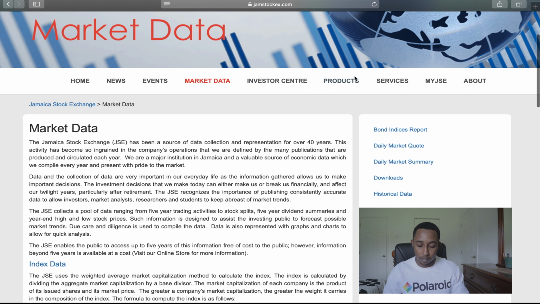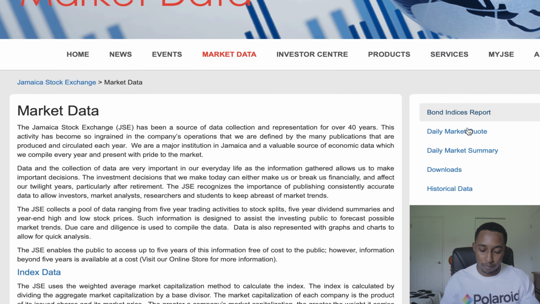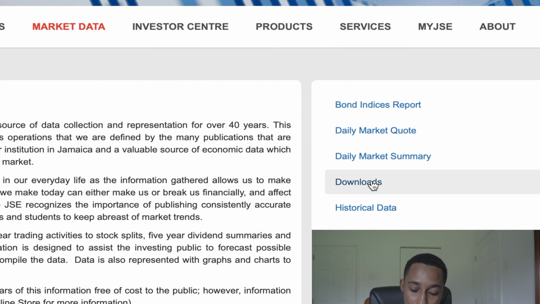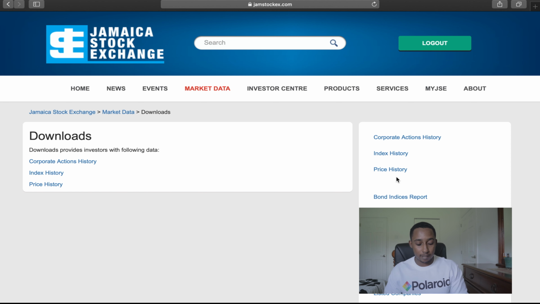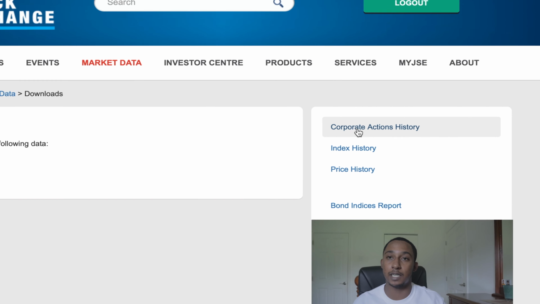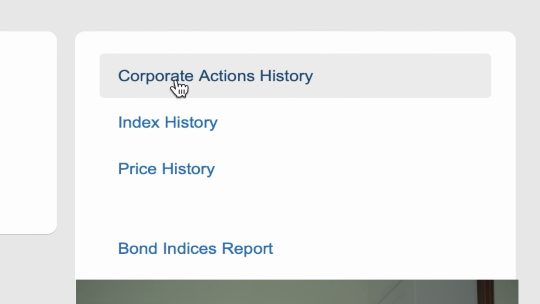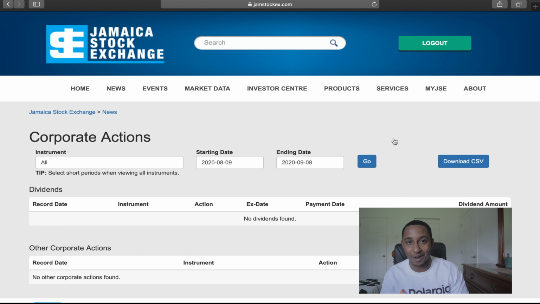And then we just scroll down to the right section over here where you can see all these drop downs being highlighted. We click on downloads. After clicking on downloads, then we look at corporate actions history. We click into that menu option also, and then we have the corporate actions page.